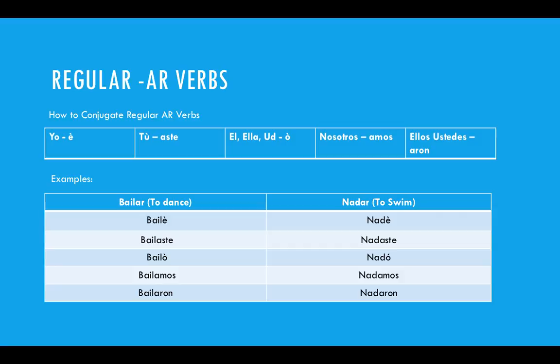We need to remember the accents when using this past tense. So, bailar, which means to dance, we change to bailé, bailaste, bailó, bailamos, and bailaron. The yo form and the él form are the only ones that have the accents.